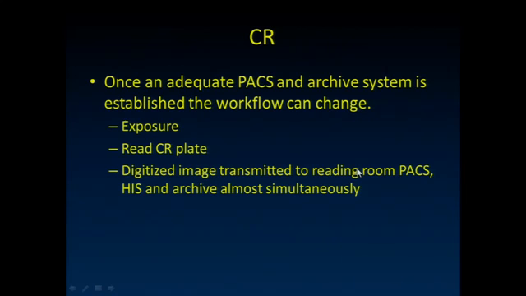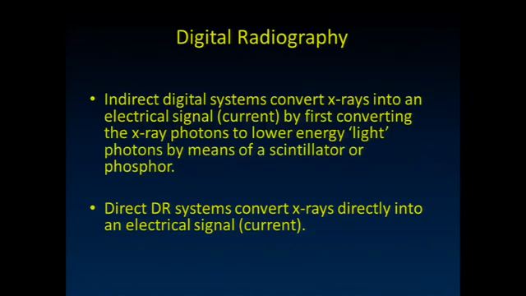By the way, CR still predominates, although that's changing very rapidly. Direct digital imaging, I think, is going to supplant indirect digital imaging with CR, photostimulable phosphors, pretty soon, and has already in certain areas. So digital radiography, CR plus some other things. In indirect systems, we convert those X-rays into an electronic signal by first converting them to lower energy light photons, right?